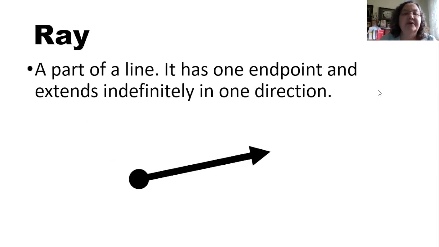Wonderful. Our next word is ray. A ray is part of a line. It has one endpoint and extends indefinitely in one direction. So on the back of your card, let's draw a ray. Okay.